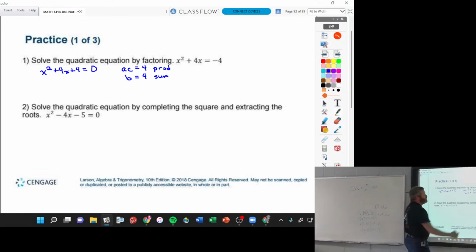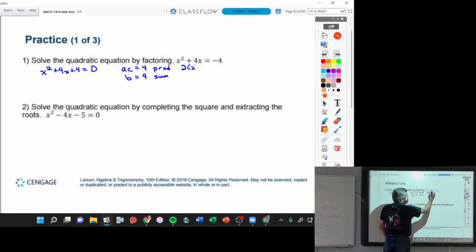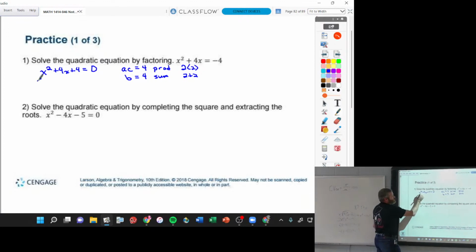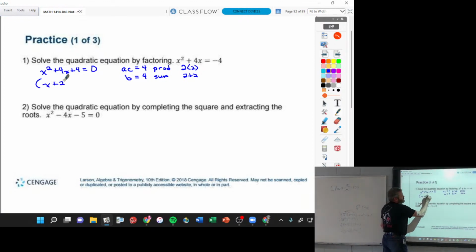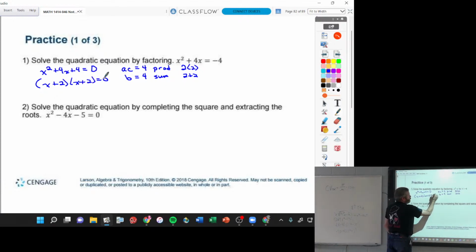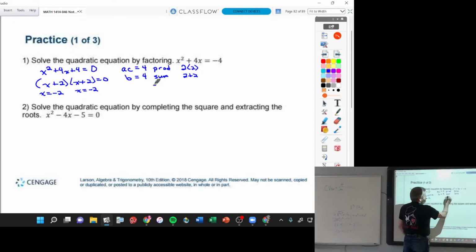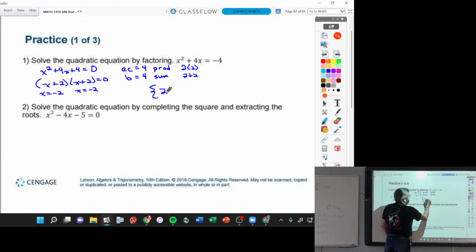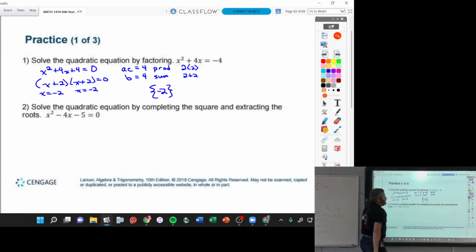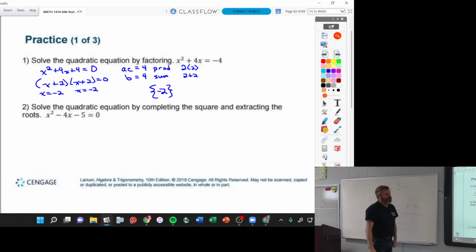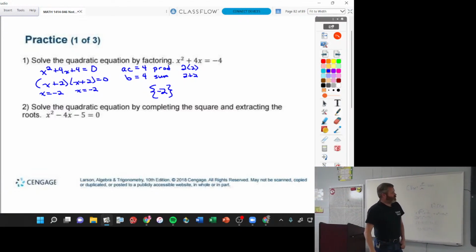Well, that's just 2 and 2. 2 times 2 is 4, and 2 plus 2 is 4. So this factors into x plus 2 times x plus 2, which means x equals negative 2 or x equals negative 2. That's kind of redundant. This is actually called a double root. So x is just going to be negative 2. Negative 2 is the only number that you can plug into that and get a correct answer.